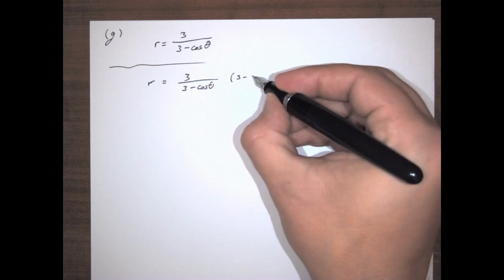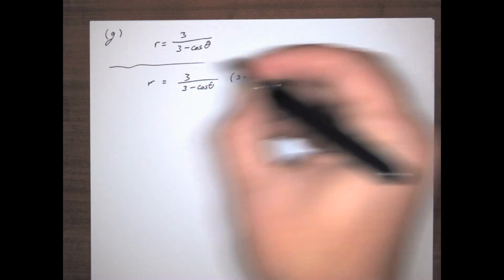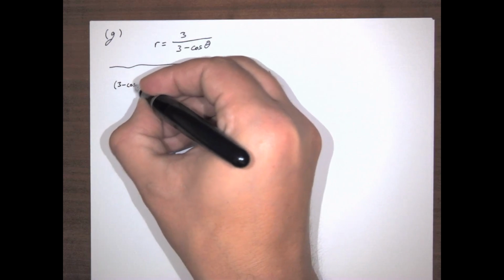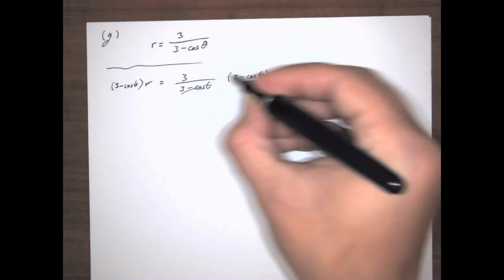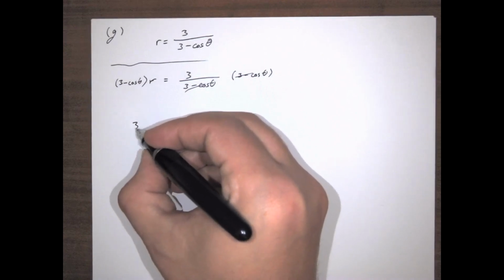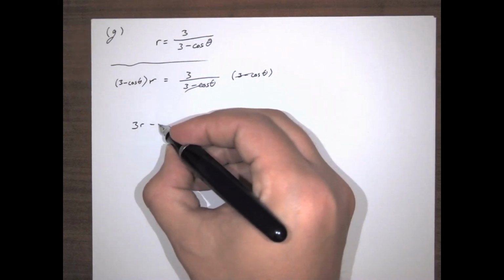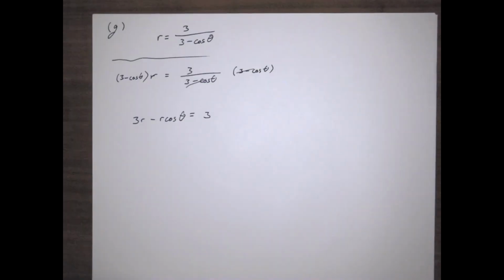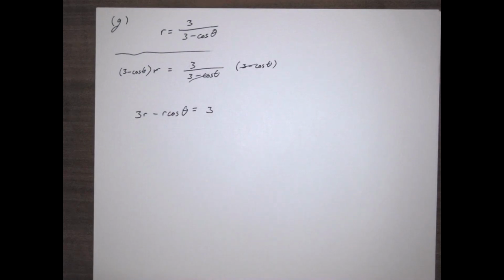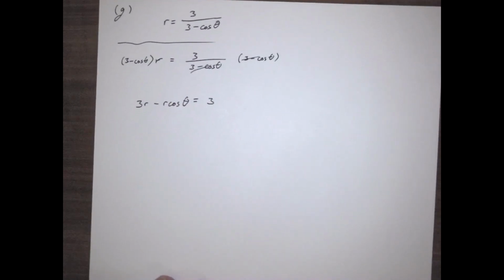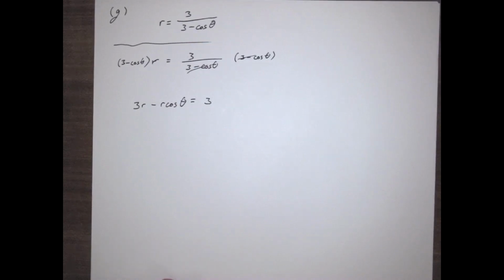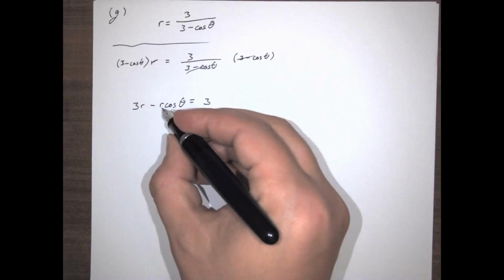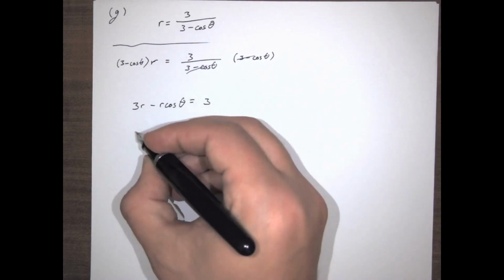So 3 minus cosine theta and 3 minus cosine theta. Okay, so that'll cancel. And over here, we'll have to distribute. So we're going to have 3r minus r cosine theta equals 3. All right, well, we can see that we are in the same situation that we were in a bit ago when we had our r wishing that we had an r squared. So what we can do here, now we don't want to mess with this. This one is already perfect as is.